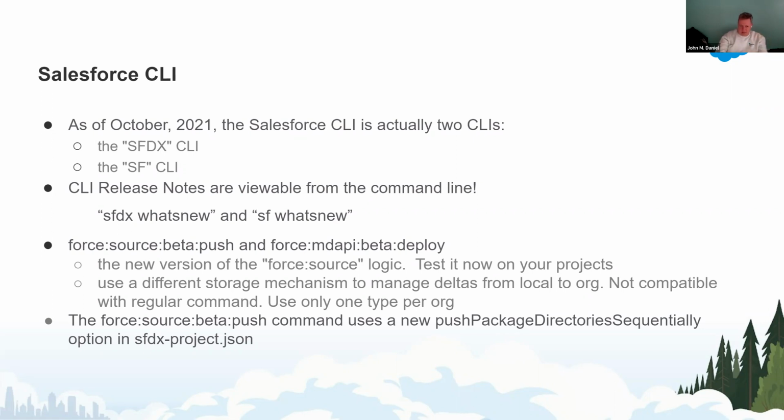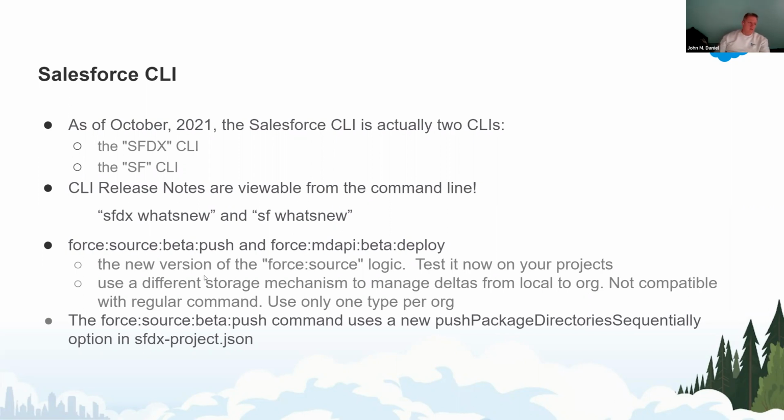It makes it faster, but then there's also some erroneous results that can happen depending on the complexity of your project. So what they've added is a new value that you can set in your project JSON, push package directory sequentially. You add that option into your project JSON file, and the new command will behave like the all, it'll push the package directories one at a time into your org. And sometimes that's the best mode. So just be aware of that.